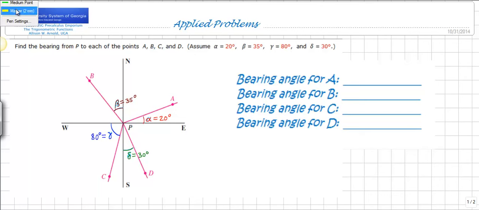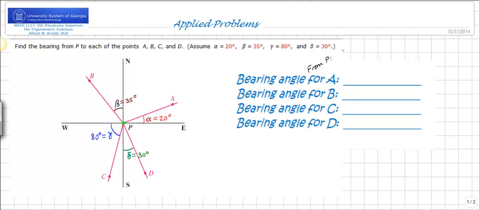And notice in the problem we have a point P which appears to look like the origin. But basically what we've done is drawn a north-south axis through P and then an east-west axis through P. And we're going to measure the bearing angle from P to the points A, B, C, and D. All of these bearing angles are measured from P.